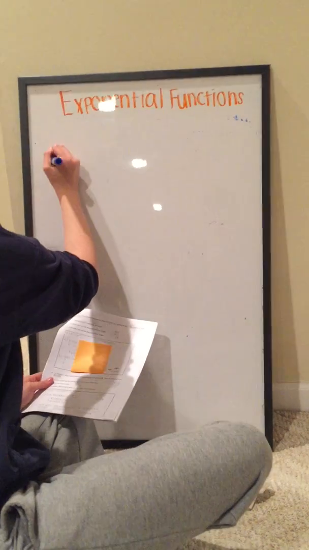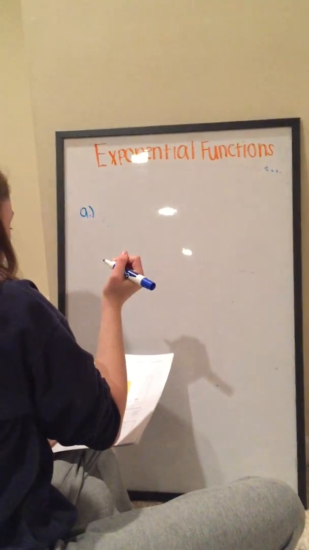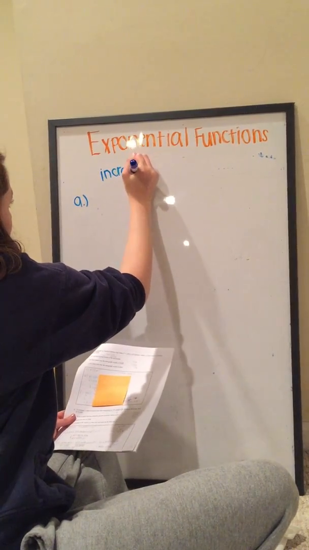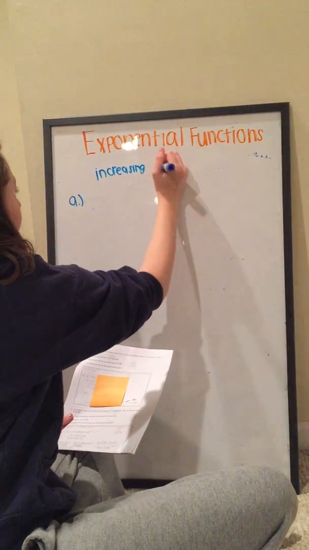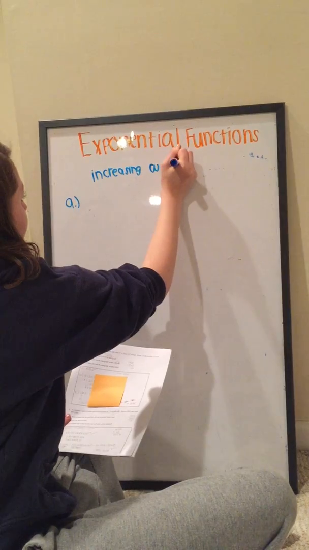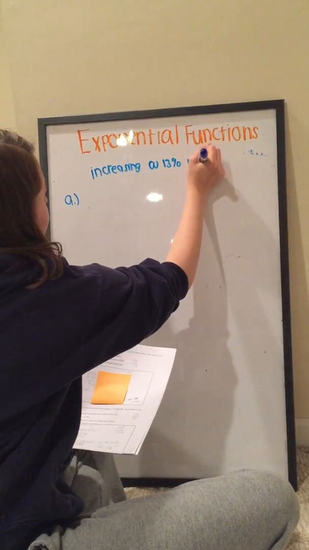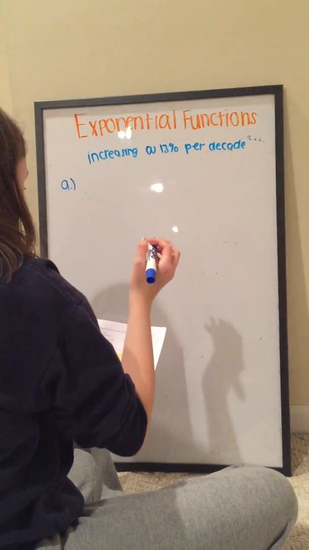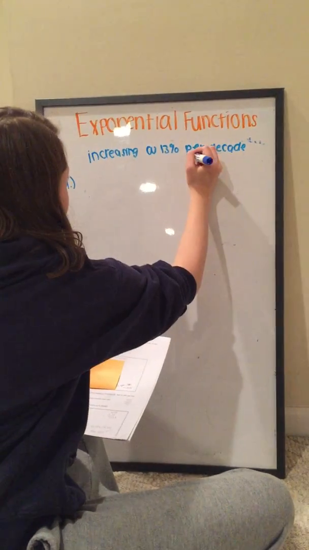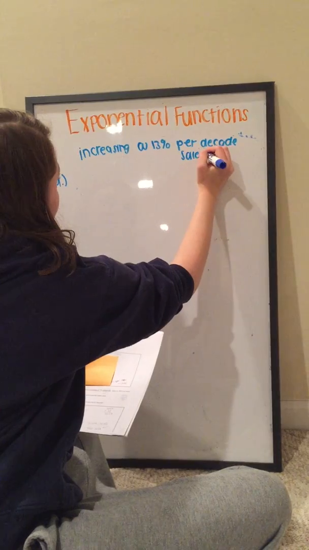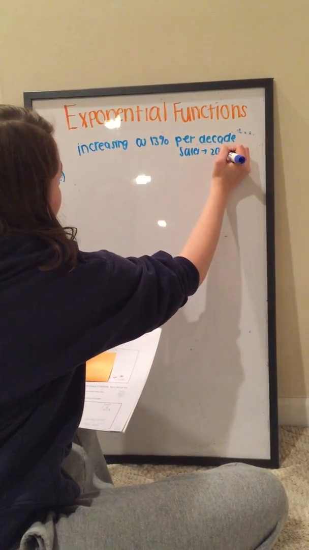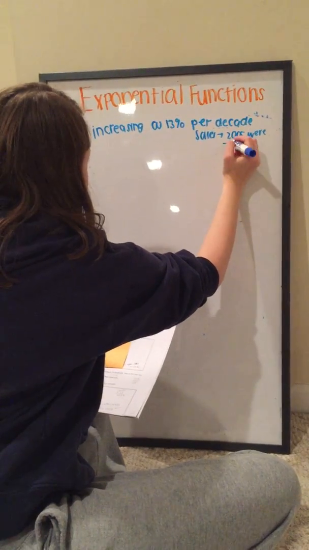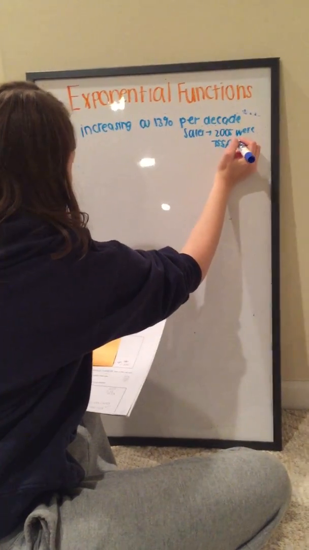So first we have to write a model again. So let's do increasing at 13% per decade, and then sales in 2005 were $755,000.